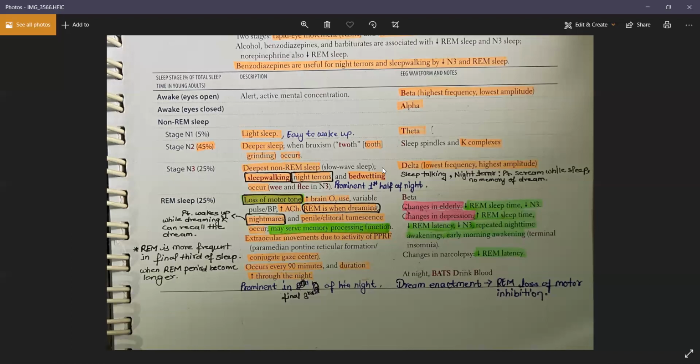So whenever you encounter a patient, and the question describes a scenario in which the patient does not remember their dream, that means they watched the dream in the N3 sleep. If they remember their dream, that means the dream was watched in the REM sleep cycle. This is a very important way by which you can differentiate between the N3 cycle and the REM sleep.